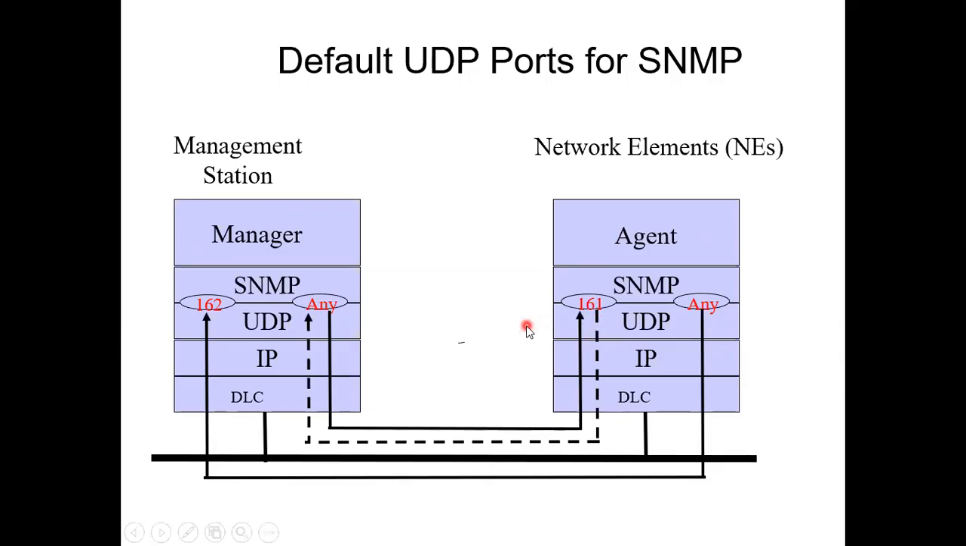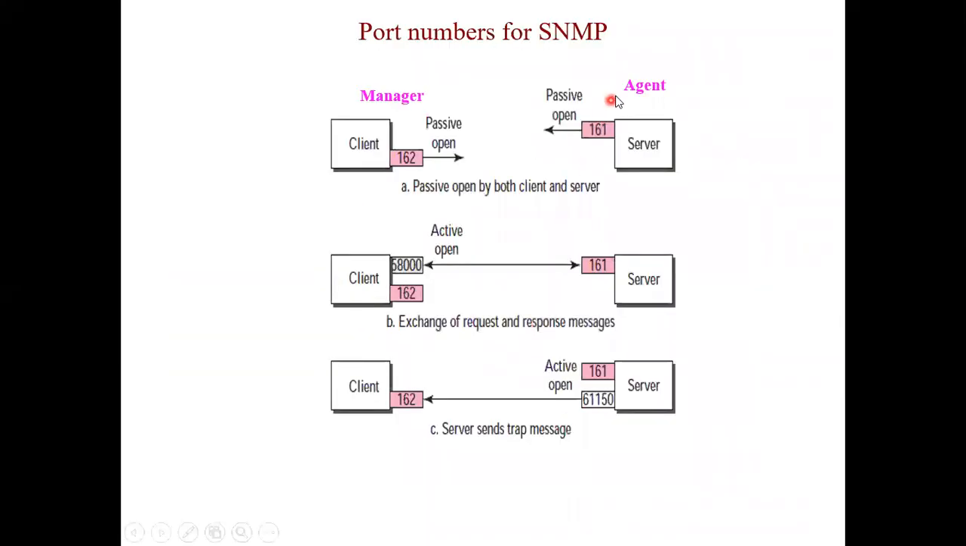To explain this diagram, I have another diagram showing how the manager and the agent communicate, and how the port numbers are managed. Here in the diagram, they have mentioned client and server. They have explained SNMP with the client-server model. Now we know that the client is our manager in this case.